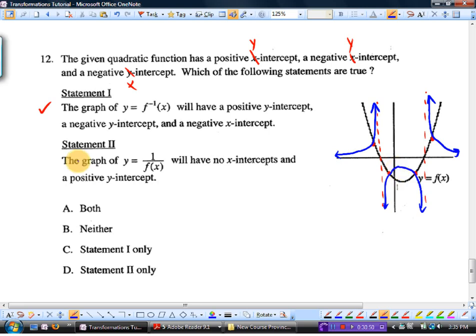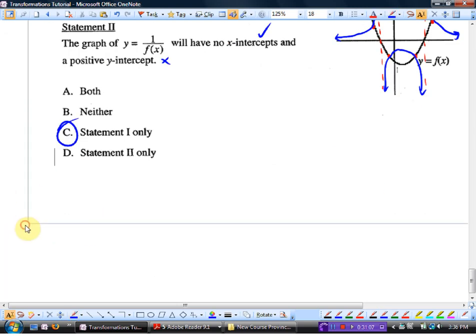Does that match this description? This graph will have no x-intercepts. That is true. It has no x-intercepts. And a positive y-intercept. Right? Coming back to you folks? Coleman's nodding. Others aren't.